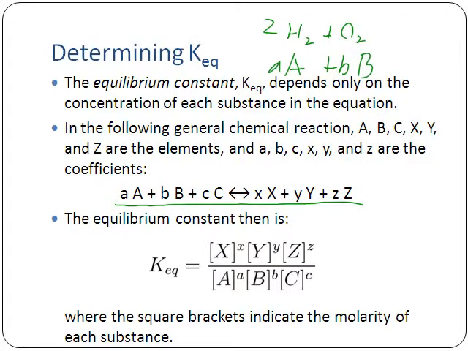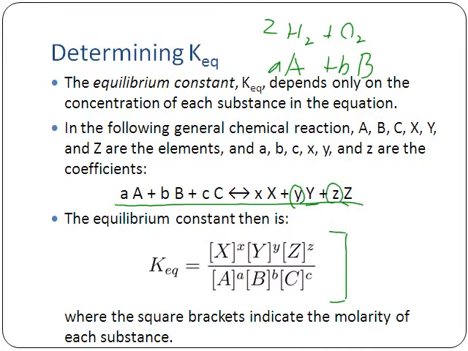If this is true, that we have these out here, the equilibrium constant, KEQ, would be as this equation has right here. The concentration of element X raised to the coefficient of X power, times the concentration of element Y raised to the coefficient of Y power, times the concentration of element Z raised to the coefficient of Z power. All that is on top.